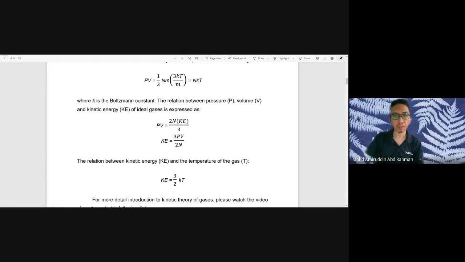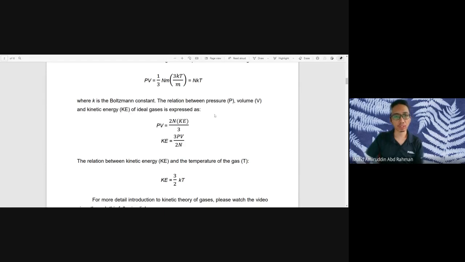The relation between the pressure, volume, and the kinetic energy of the ideal gas is expressed as PV equals 2N KE divided by 3, where P is pressure, V is volume, and KE is kinetic energy. You rearrange that equation, so KE now becomes 3PV over 2N.